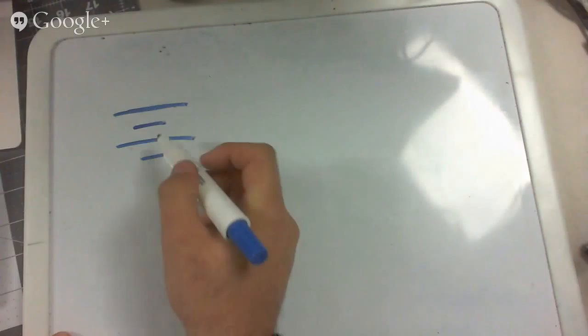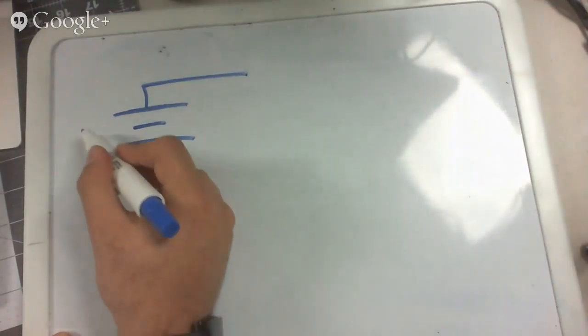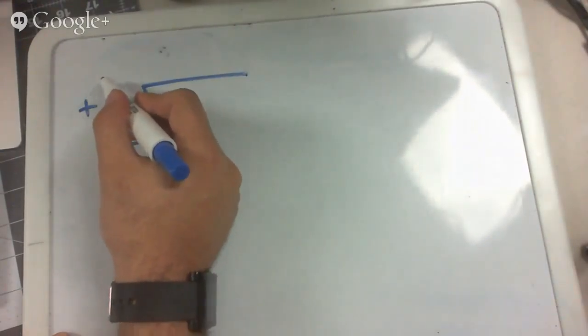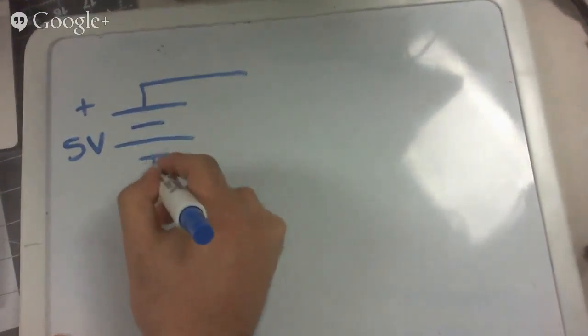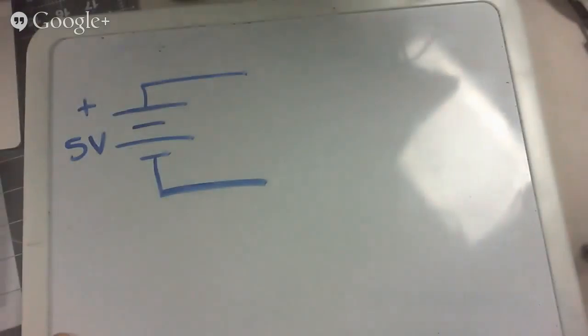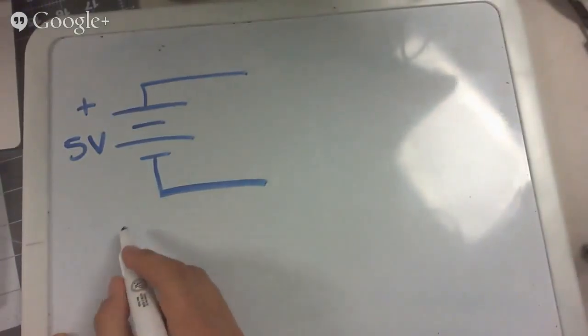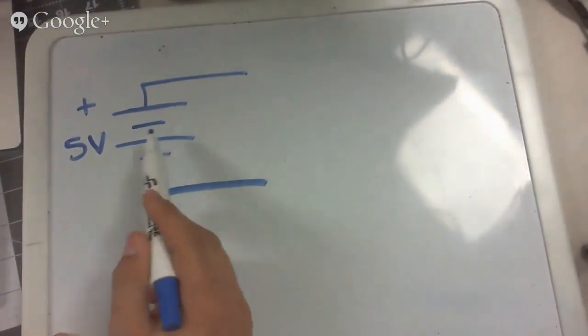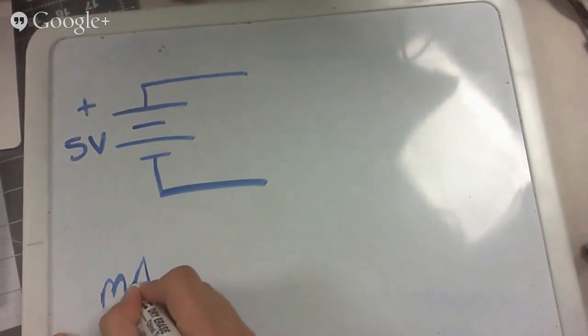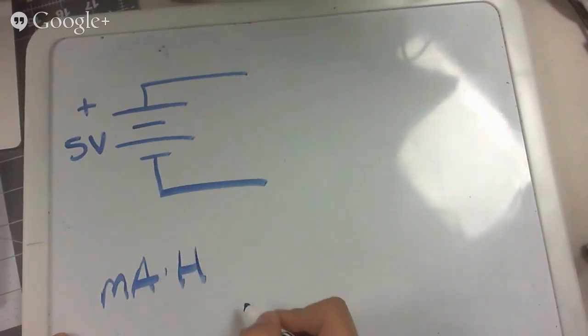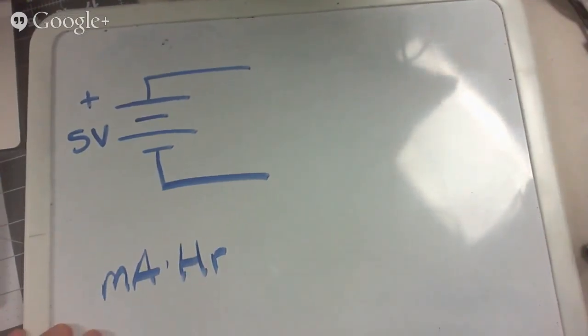So again, the battery, which will be rated with a voltage, say 5 volts. I guess I should really back up. It will also be rated in what's called milliamp hours, or mAh sometimes, which is basically how much energy it has stored.